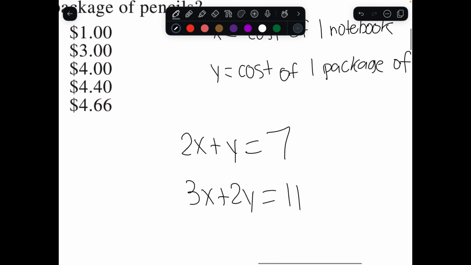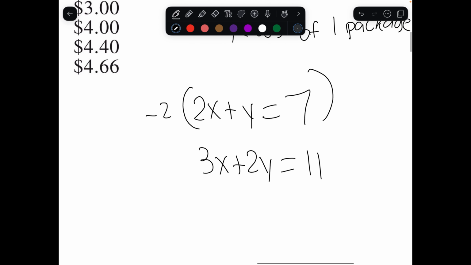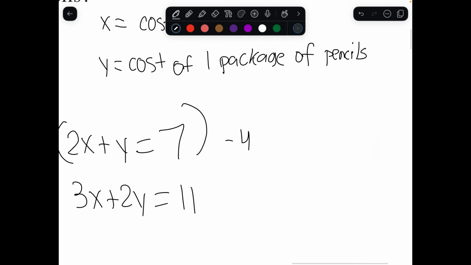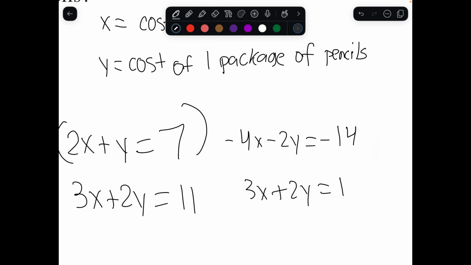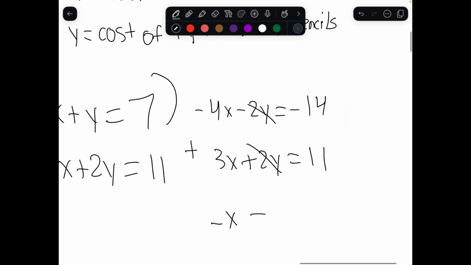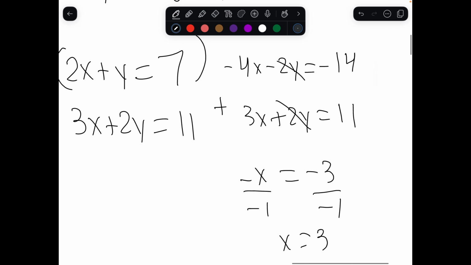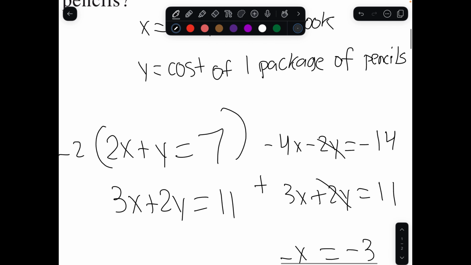So let's cancel out y. Let's multiply the top equation by -2. This gets you -4x minus 2y equals -14. And if we add that to 3x plus 2y equals 11, if we add these two equations, we get -x, right? The y's cancel out, equals -3. If we solve for x, dividing by -1, we get x equals 3. So the cost of one notebook is $3.